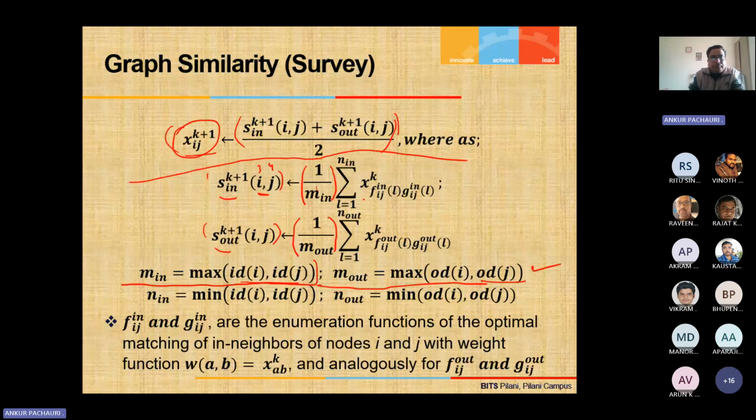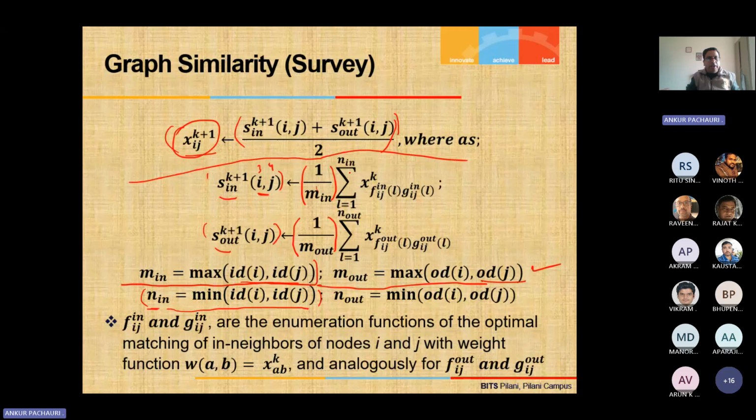Now come up to the summation rule. If I'm finding out the incoming neighbors, for all those L from 1 to n in, what is n in? Minimum of the in degree. Whoever has the minimum degree will be my common neighbors. Whoever has the minimum in degree means a lower threshold. I will compute it till that number only.